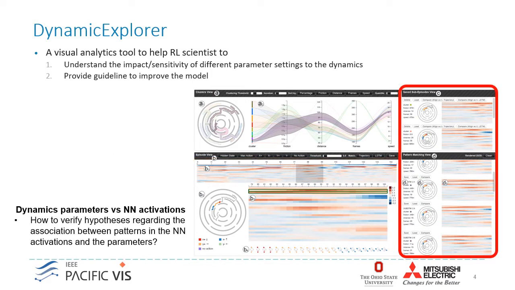Third, it allows scientists to correlate the parameters and the neural network activation patterns, so they can form hypotheses about whether certain paths in the neural networks are responsible for certain behaviors. Scientists can also use DynamicsExplorer to verify their hypotheses from the multiple test results.